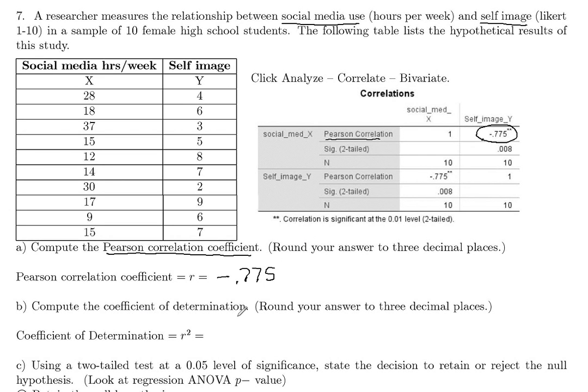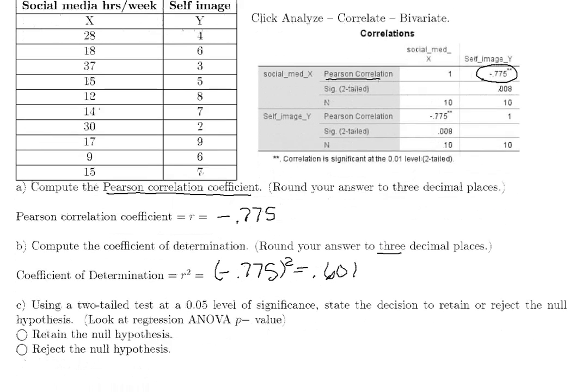Compute the coefficient of determination. That's just the negative 0.775 squared, which is 0.601 if you key that into the calculator and round to 3 decimal places, which is what they want. So that's the first 2 parts.